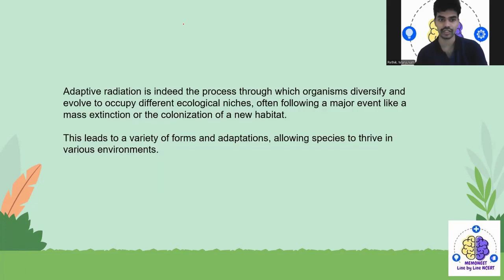Adaptive radiation is a process through which organisms diversify and evolve to occupy different ecological niches, that is, positions, after a major event like mass extinction or the colonization of a new habitat. This leads to a variety of forms and adaptations, allowing the species to thrive in various environments.